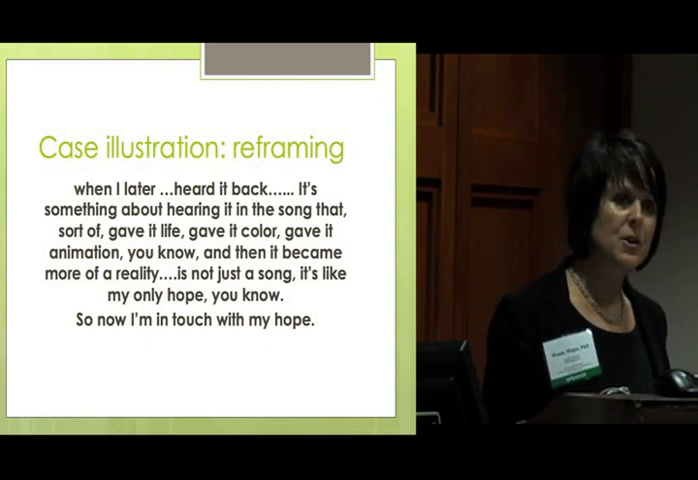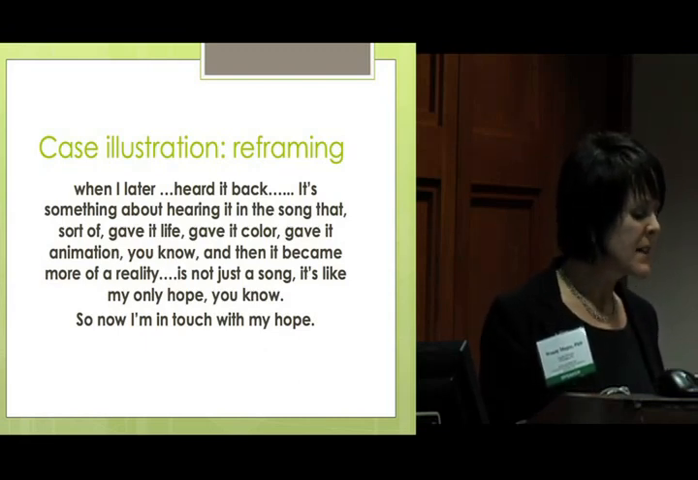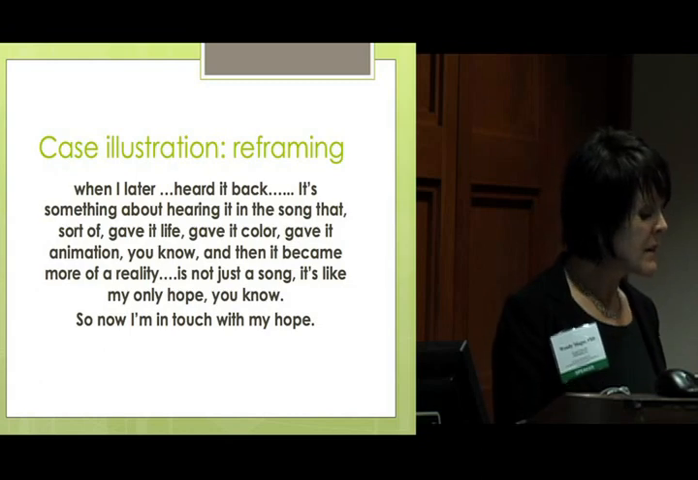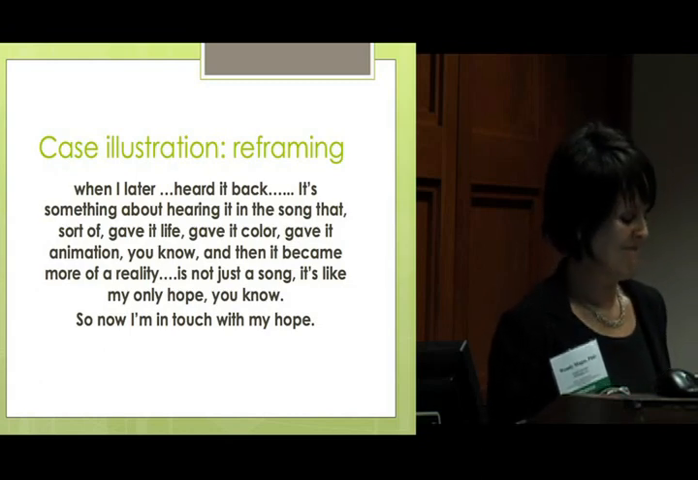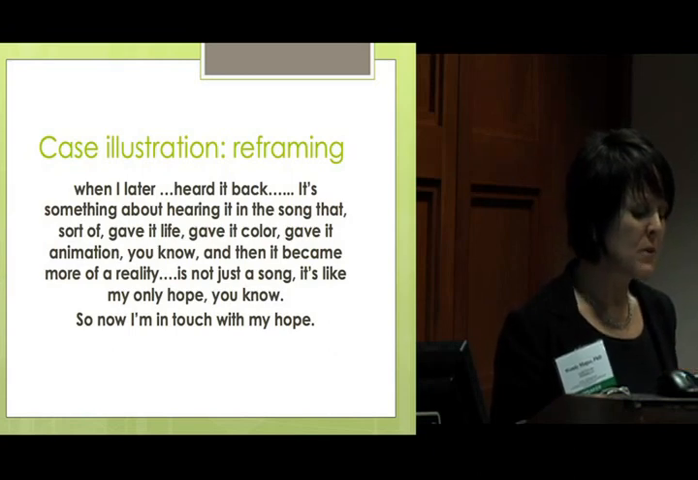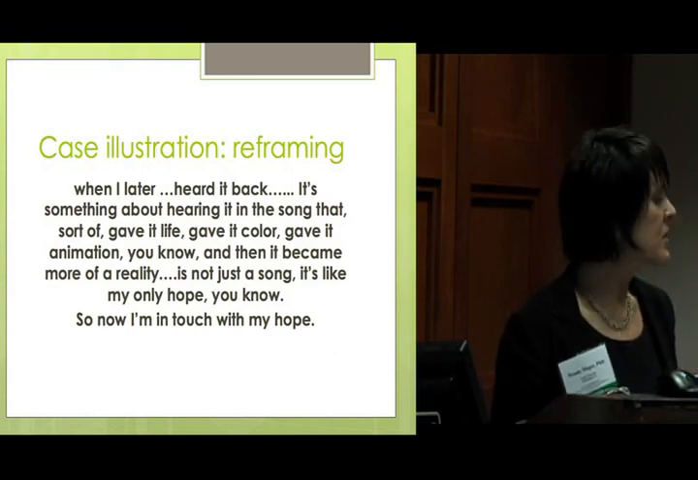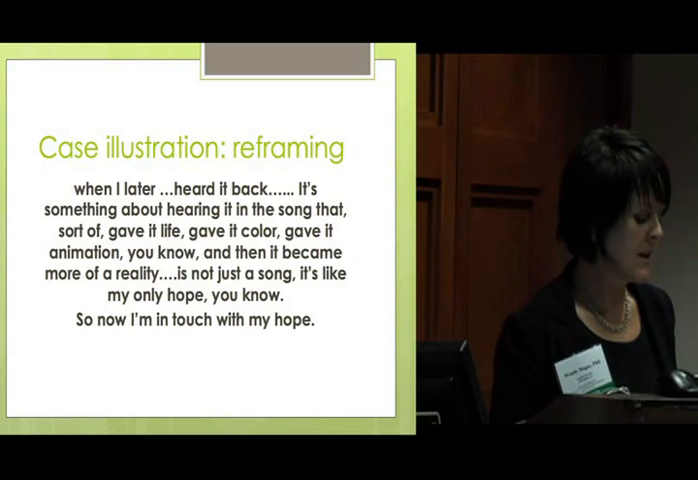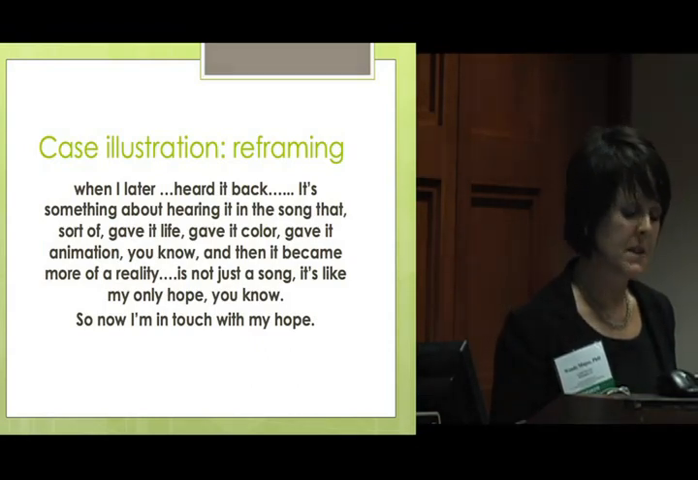So now I'm in touch with my hope. I don't think it's about the sound of the voice, I think it's more about what's going on. So it's whatever's going on inside. The way it was so instrumental for me was that I got to see what was going on inside. It was a lot of optimism. It wasn't like I was rejecting pessimism. It was just optimism. It was there. And it came out in these songs.